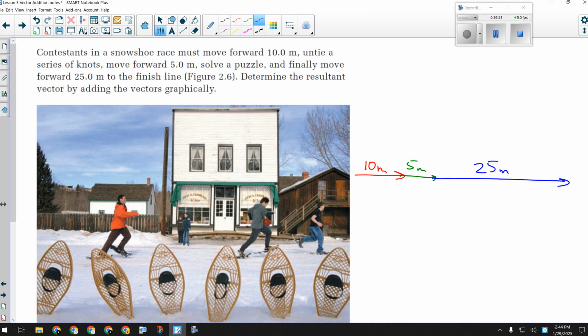Since they're all forward, can I just add them all together? So my total displacement then, if I was actually going to bother to draw a resultant, which I wouldn't for collinear vectors, it would look like that. And it would be 40 meters forward. Any questions on that one?